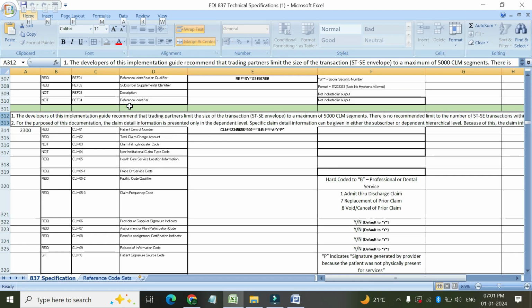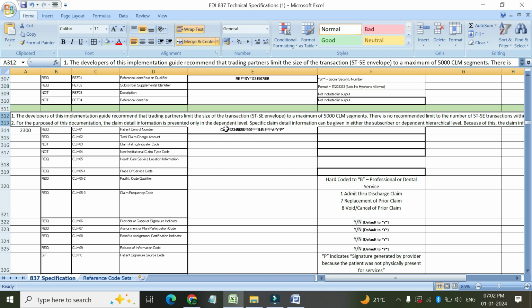You can work with your trading partner. Trading partner means the clearinghouse, because the clearinghouse is the middleman. Before your claim goes to the payer, it actually goes to the clearinghouse, where claims are segregated and sent to different payers. They are validated. So you can set higher limits with your clearinghouse. That is all that it says.